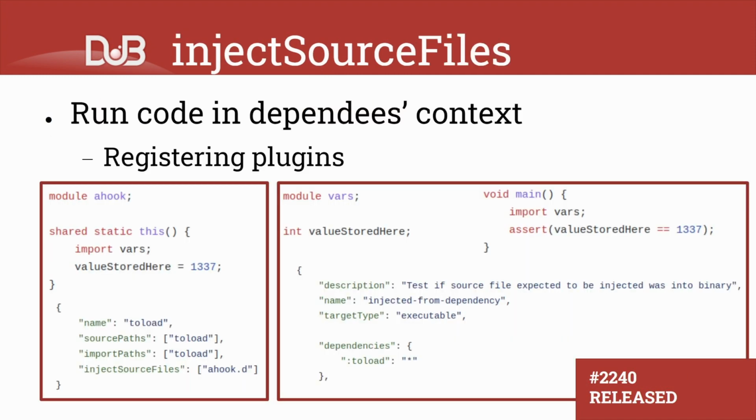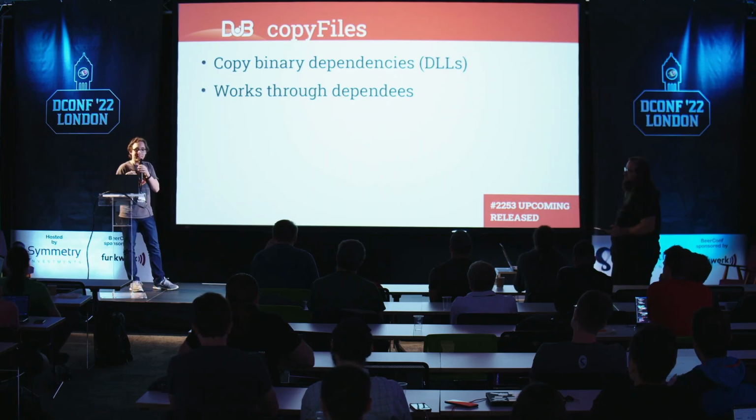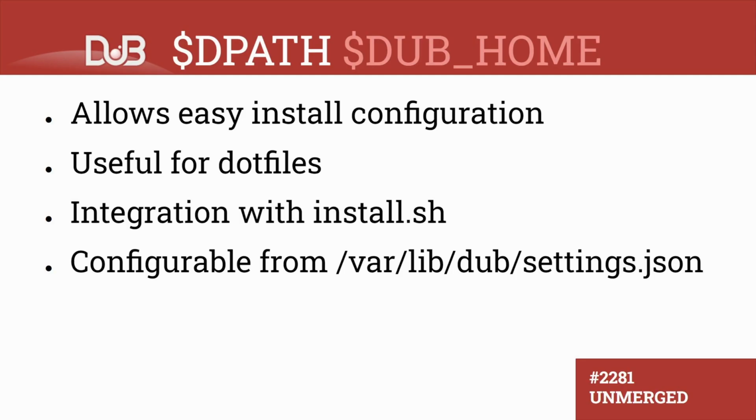We've got inject source files. You can basically now create files that inject custom code into your dependee. So you can make a package that runs code in the context of your dependee. So in the dependency, you have this hook file, which can import the variables thing, which is actually in another module. Copy files, you can copy files into the dependee's scope. So basically, if you have a dependency with files in it, you can use copy files and it will appear in the actual caller. Also dpath configuration things for installation, you can now choose where it's stored.